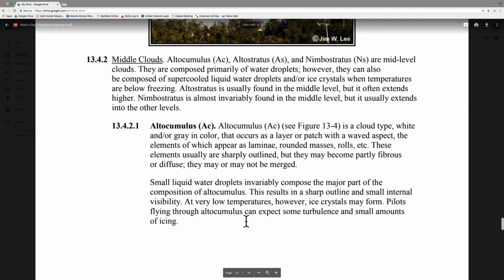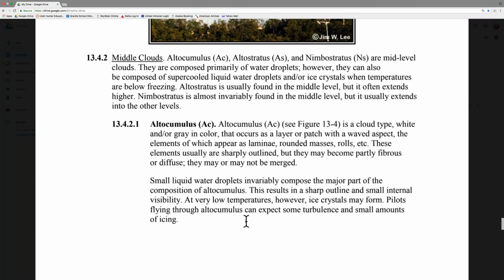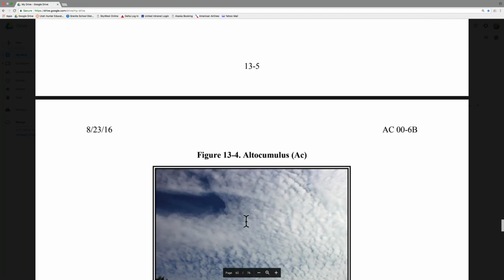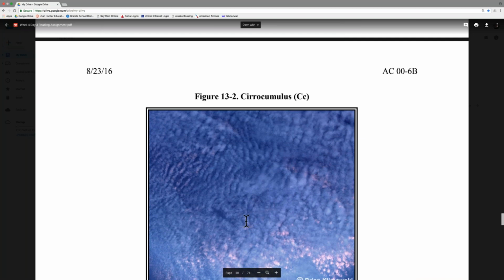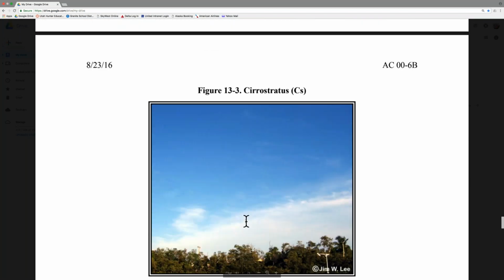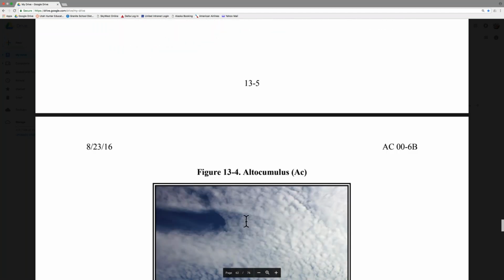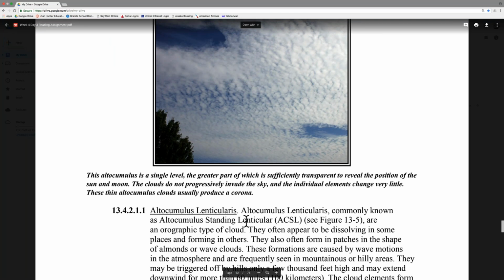So middle clouds are distinguished by the word alto, Latin for middle. So you've got altocumulus, altostratus, and nimbostratus as mid-level clouds. Your altocumulus clouds are just a lower level of your cirrocumulus clouds. But yeah, still kind of that popcorn texture.